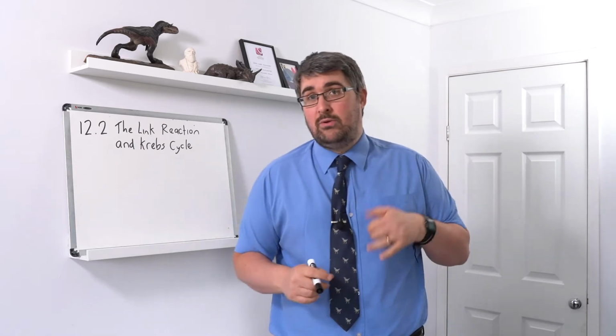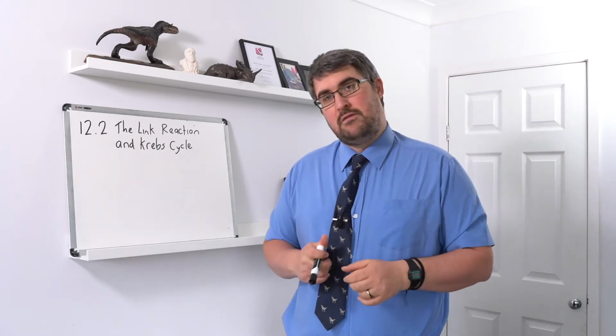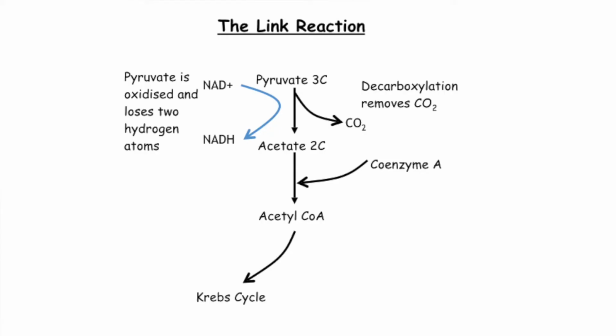So I'm going to cut now to a diagram I created on PowerPoint of the link reaction, which hopefully gives you a nice overview of what's happening. We start off with this 3-carbon compound pyruvate, and then we're going to remove some carbon dioxide from it in a process called decarboxylation, which is done by an enzyme called decarboxylase, not too surprising.